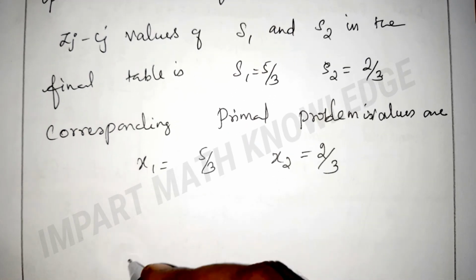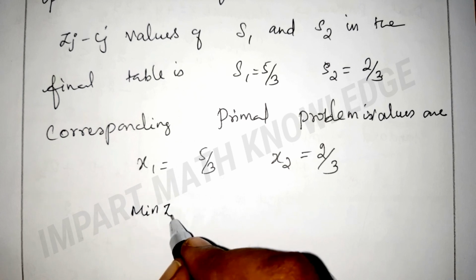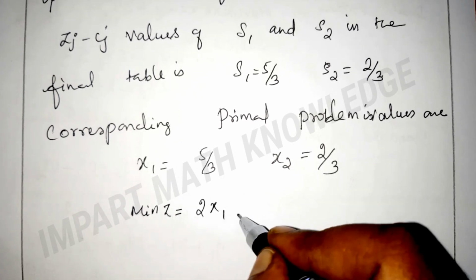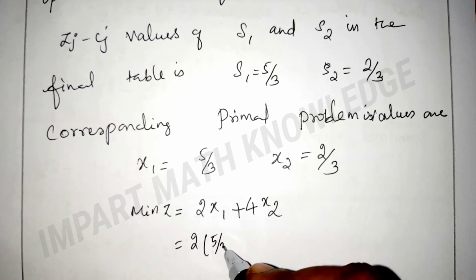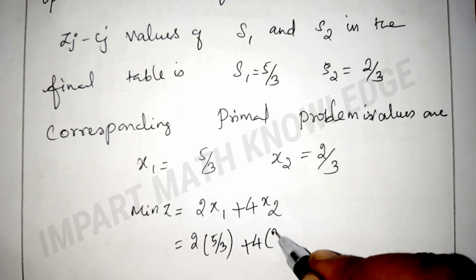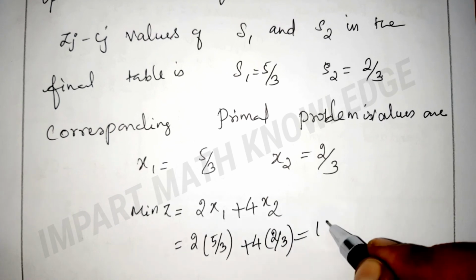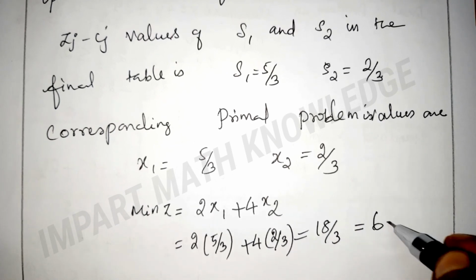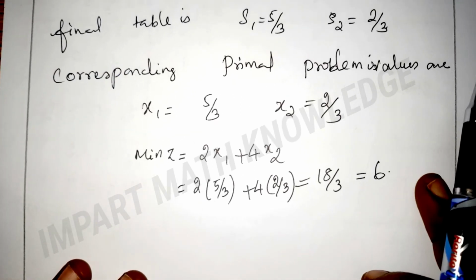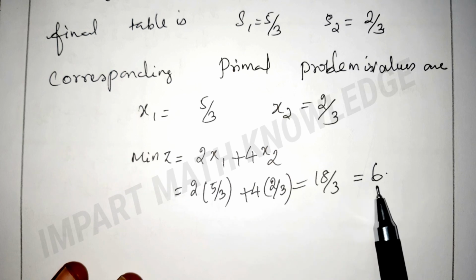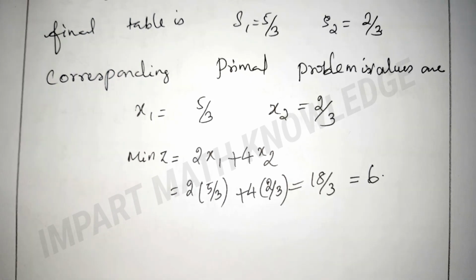That is, minimize Z is equal to 2x1 plus 4x2. That is, 2 into 5 by 3 plus 4 into 2 by 3. That is 18 by 3. This is nothing but 6. Dual problem value max z is equal to 6 and the primal problem value min z is equal to 6. In this way, you have to find the optimum value for the given LPP problem using the principle of duality.